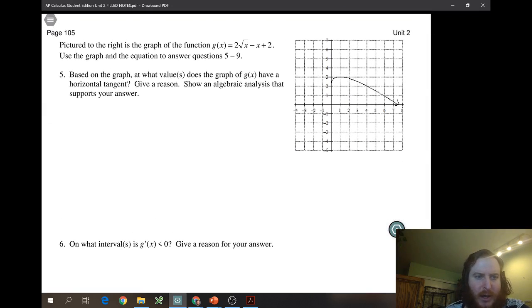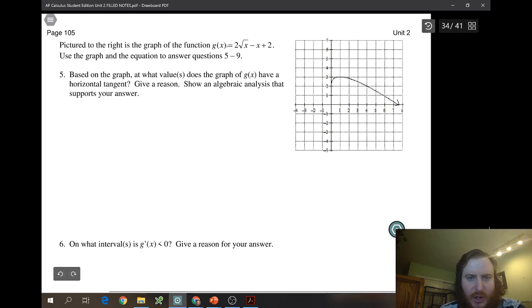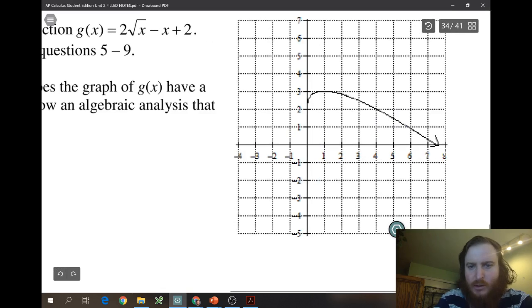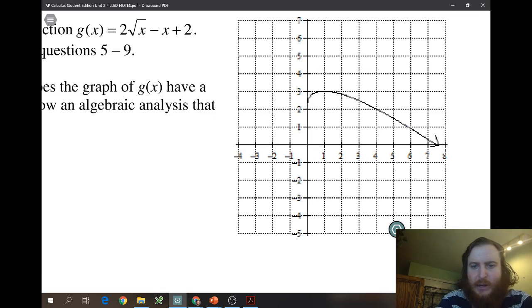Now, we're still going to talk about tangent lines, but just a little bit differently. This first question gives us a new equation, g of x equals 2 square root of x minus x plus 2. And again, we have the graph. And we're asked, based on the graph, at what value does the graph have a horizontal tangent? Looking at this, it looks like it's about at x equals 1.